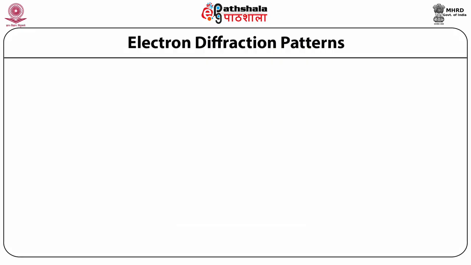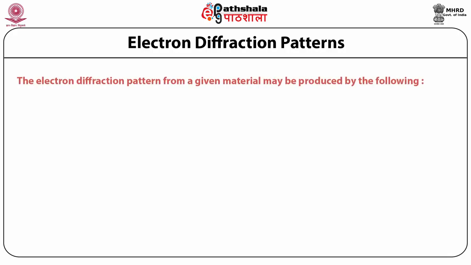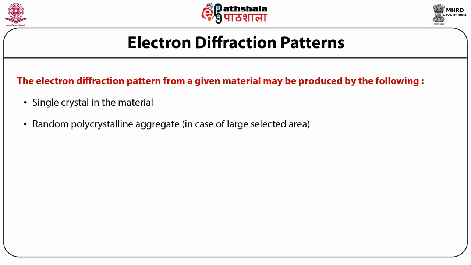Electron diffraction patterns. The electron diffraction pattern from a given material may be produced by the following. 1. Single crystal in the material. Number 2. Random polycrystalline aggregate, as in the case of large selected area. Number 3. Polycrystalline aggregate exhibiting preferred orientation.